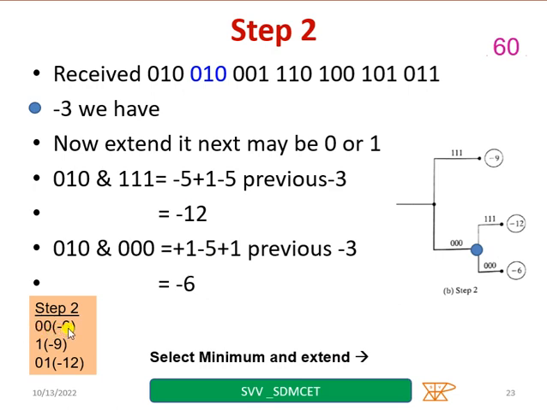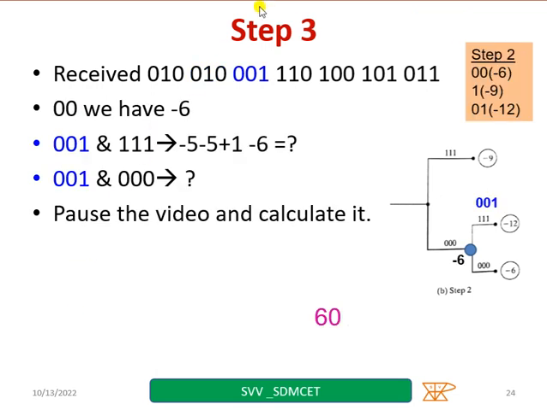Now again select the top of the stack and continue the same operation. You pause the video and do it yourself. Now I am considering the third received bits, 001, but on the tree diagram I have 111 and 000. Again I am comparing. Again you calculate the total considering the previous value of minus 6 and write down the answers. Pause the video, do it fast.